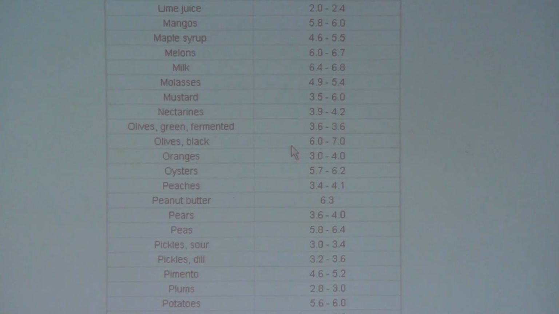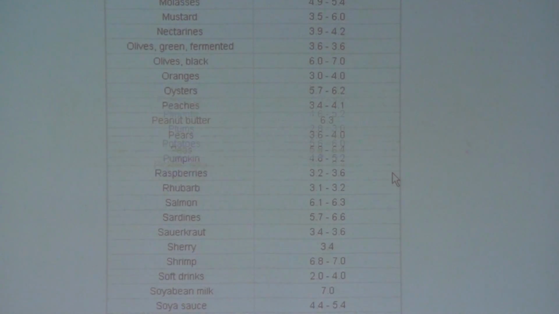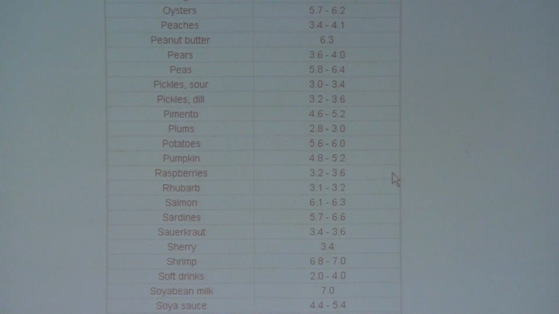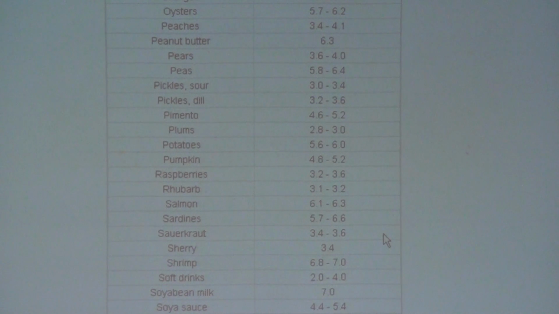Yeah, we'll talk about that next week. It turns out that there's quite a few substances of milk, and we'll look at the substances of milk which make it an acid. Okay, so most of these food products are acidic substances.